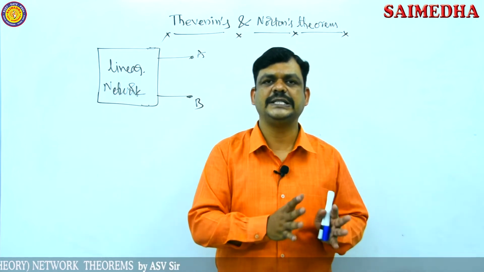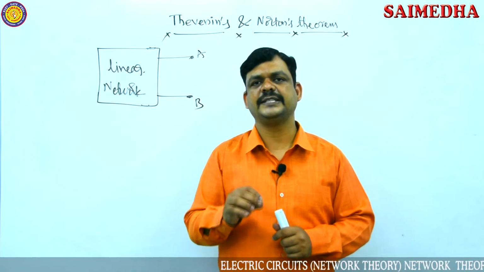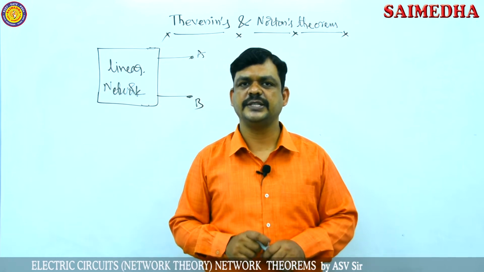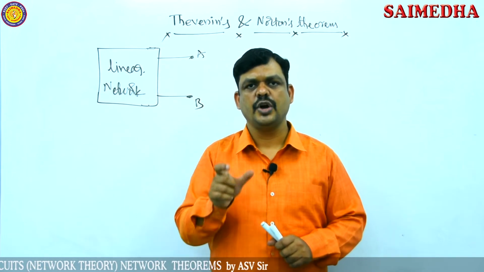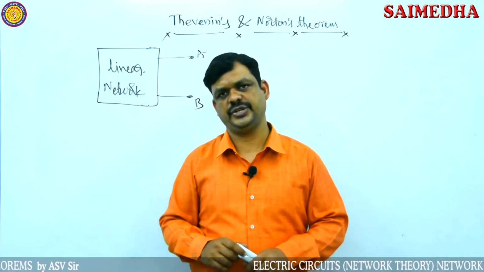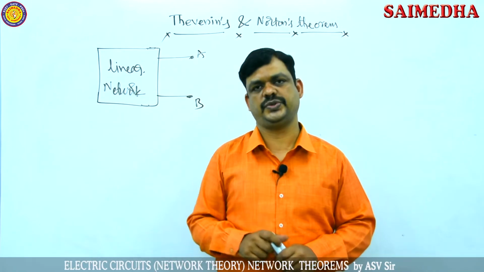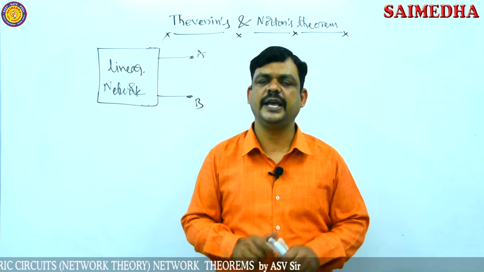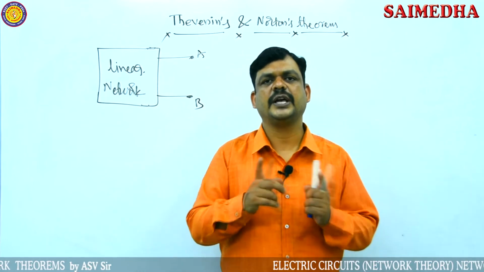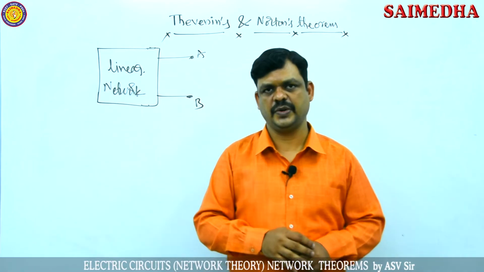Source transformation of Norton's equivalent circuit is Thevenin's equivalent circuit, because Thevenin's equivalent circuit acts as a practical voltage source. One voltage source and one resistance are connected in series combination. Norton's equivalent circuit acts as a practical current source. One current source and one resistance are connected in parallel combination. So that is called Norton's equivalent circuit.